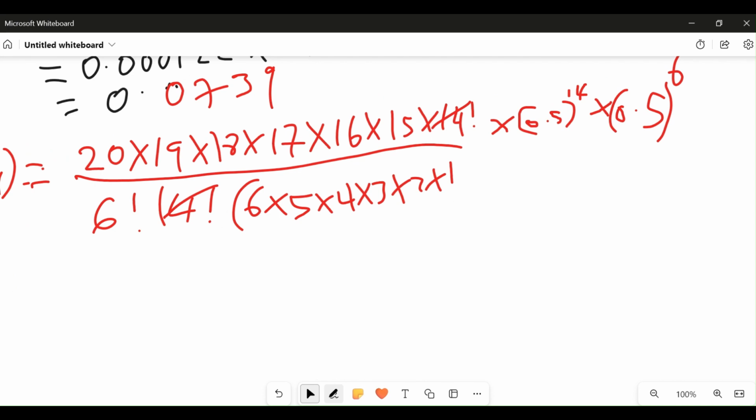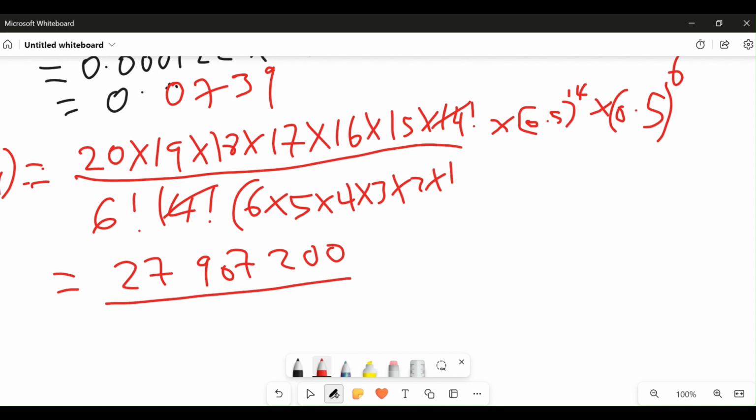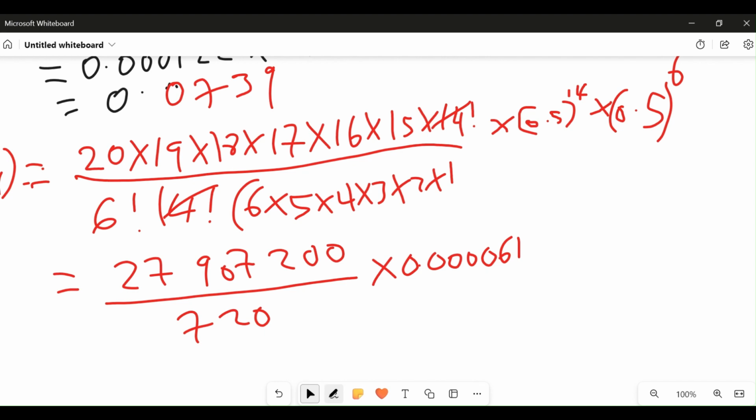So we have 20 times 19 times 18 times 17 times 16 times 15. That gives us 27,907,200, all divided by 6 times 5 times 4 times 3 times 2 times 1, which is 720, multiplied by 0.5 raised to power 14. That will be 0.00061.